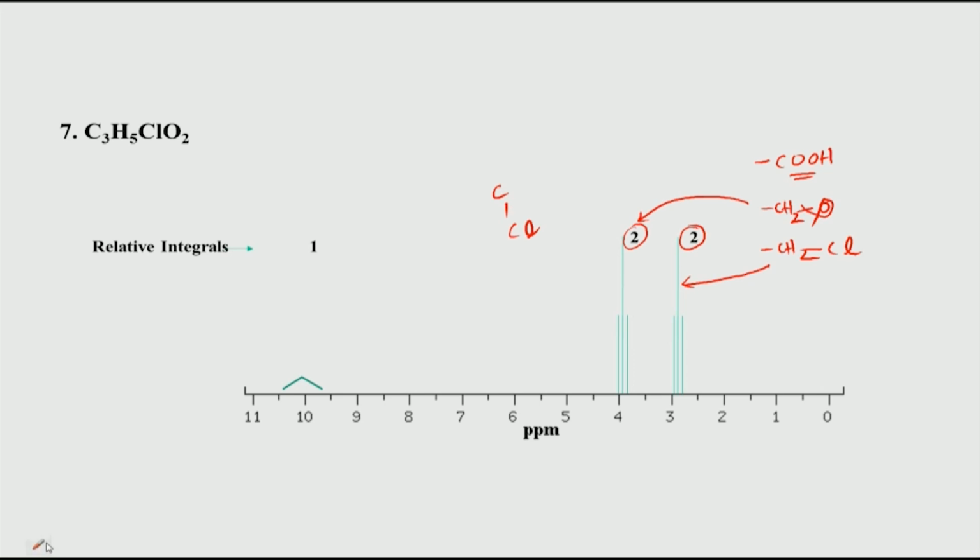Let me draw this again. In this particular case, there is a COOH, and there should be one CH2, and then another CH2 attached to Cl. If you have this kind of situation, then this particular CH2 will be a triplet because of this hydrogen, and this CH2 will be a triplet because of this hydrogen, and this one will be downfield shifted because of this, and this also is downfield shifted because of this.